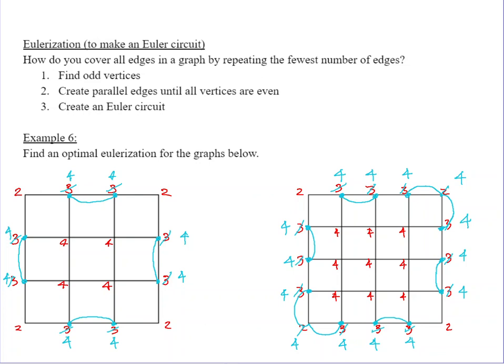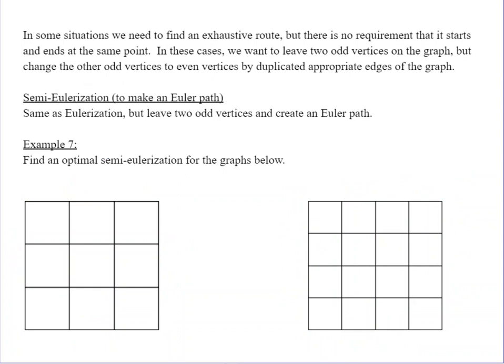Now, there is a variation on this. Sometimes you need an exhaustive route, but it doesn't matter if it starts and ends in the same place. For example, a parade route. Parades usually don't start and end in the same place, but maybe you want to go down all the neighborhood streets. So, we're going to use the same process, except we want to leave 2 odd vertices.